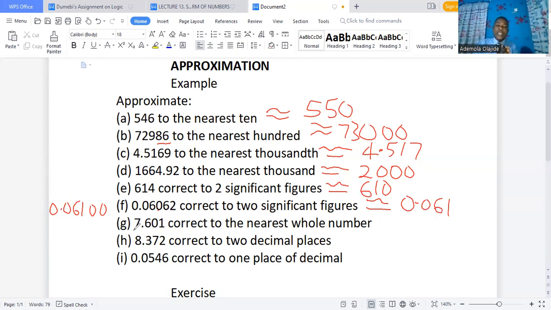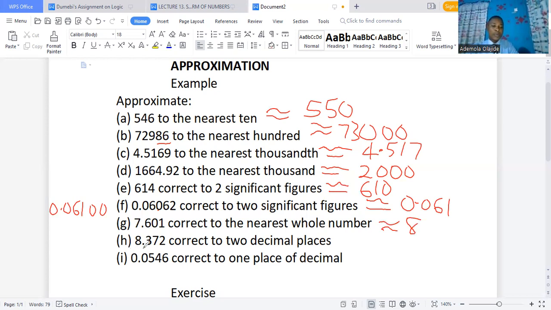Since they said to the nearest whole number, we want to consider only the whole number alone. We would have gone ahead to write this 7, but you must check the next digit after. If it is fit to be rounded up, then you do so. Since this 6 is up to 5, we round it up, turn it into 1, add it to this. This one will simply be 8, since you are considering the whole number part alone.